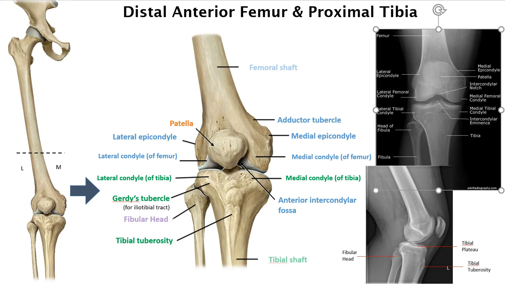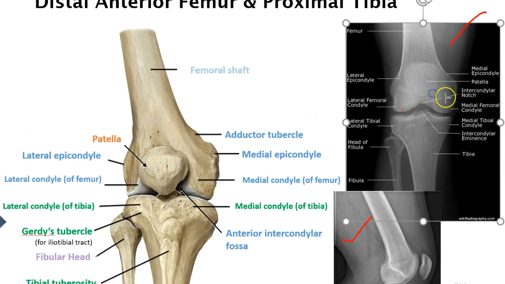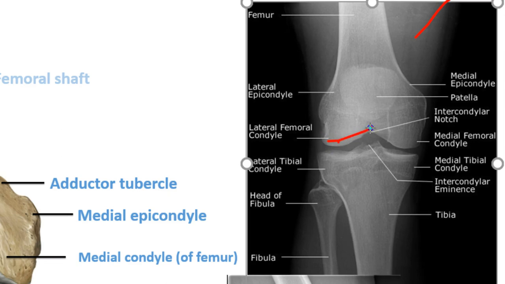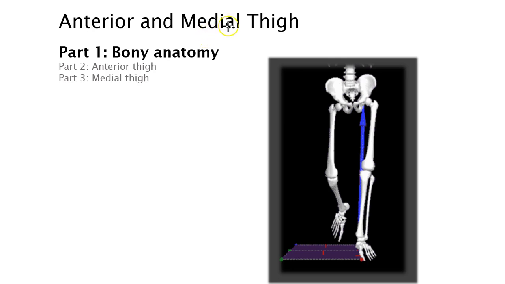On the right-hand side, we see two normal radiographs, a PA radiograph seen here and a lateral radiograph seen here, where we can better appreciate the interaction between the distal femur, or these condyles, here and here for the lateral and the medial condyles, resting on top of these tibial condyles, the lateral tibial condyle there, and the medial tibial condyle there. This concludes the discussion on the bony anatomy of the anterior and medial thigh.